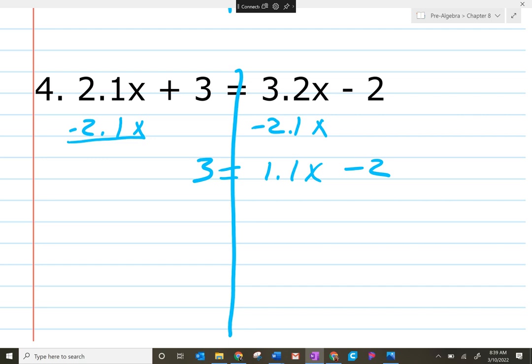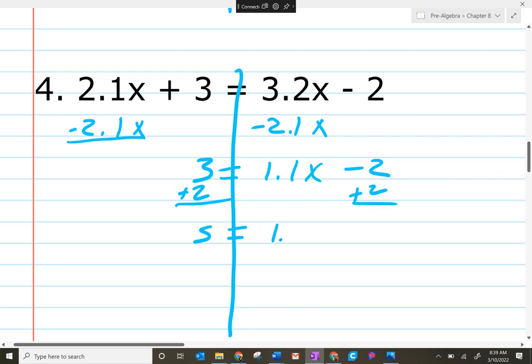I love that. That way we can have x on one side and the constants on the other side. So 3 plus 2 equals 5, equals 1.1x. Very last step. Gabriel? Divide by 1.1. You got it. Divide both sides by 1.1.